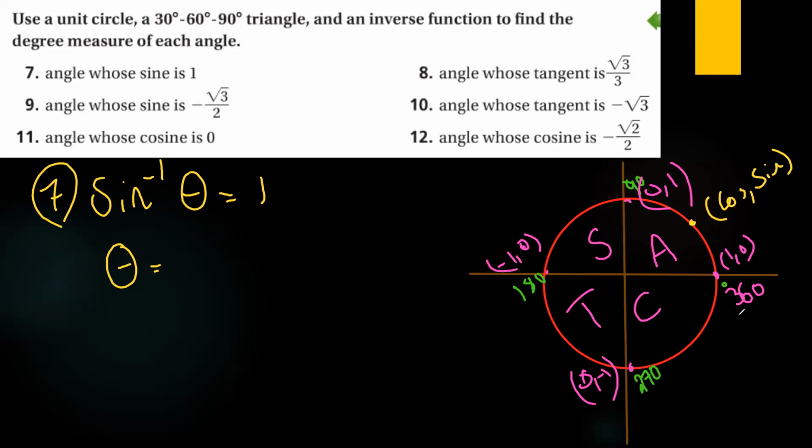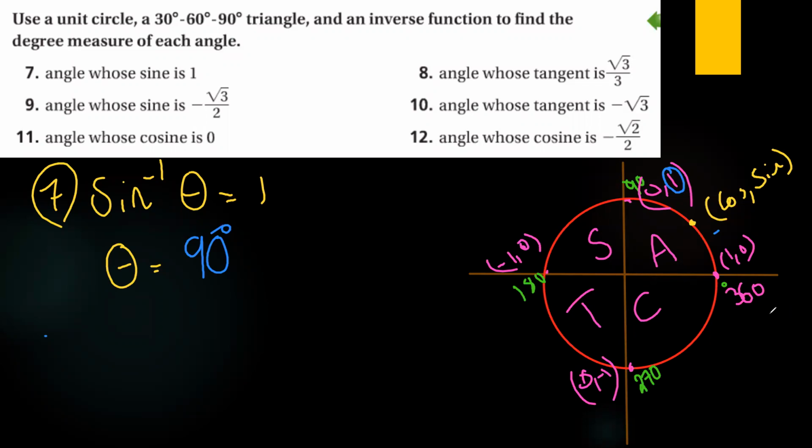As you see here, remember that the coordinate is cosine and sine. So, it will be 90. So, you will tell me that the angle here is 90 degrees. Now, is there any other angle whose sine is 1? Look at the unit circle here. No, there is none. So, you tell me the only one is 90.